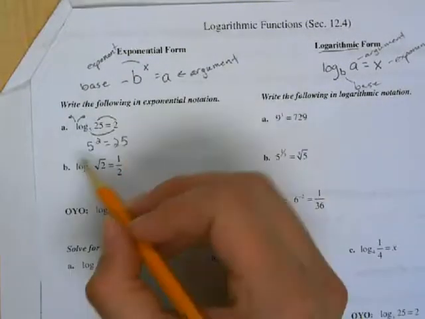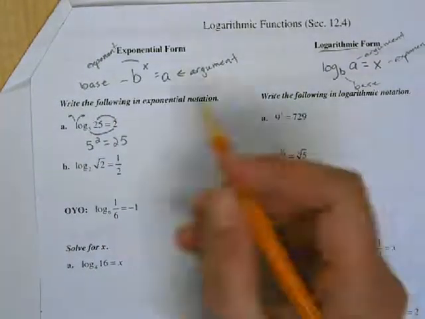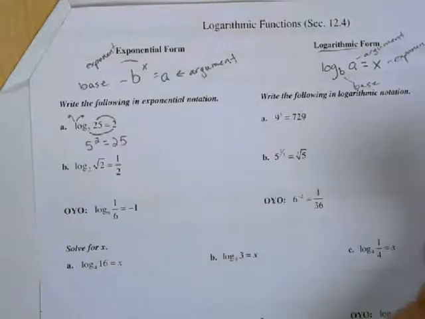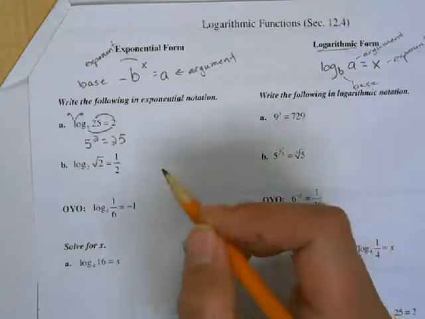And this thing right here should make sense. 5 squared equals 25. Well, that's true. If you had like 5 to the 25th power equals 2, that's obviously not correct. So be very careful with these. Make sure that they make sense to you.